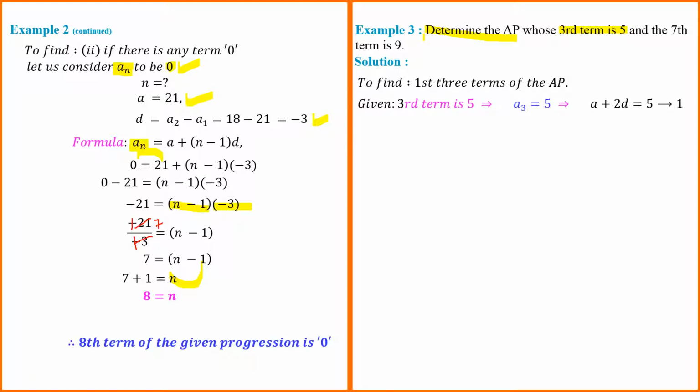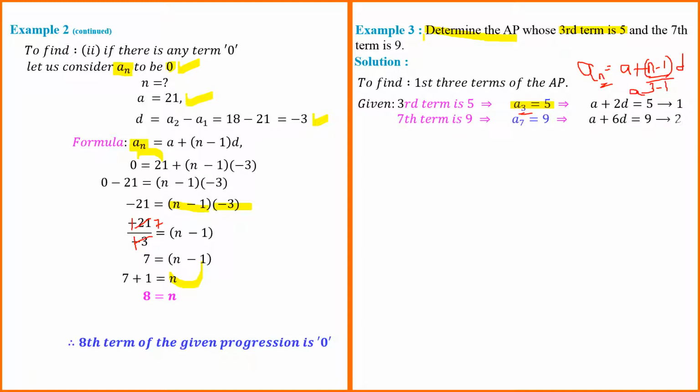It is A3 equals 5, and A3 can also be written as A plus 2D with the help of our formula. As you know, the formula is an equals A plus n minus 1 into d. n is nothing but the position of the term. See, here it is n, so here we subtract 1 from that n. Here it is 3, subtract 1 from the 3, it's going to be 2. So it's A plus 2D. I hope you understood the concept.